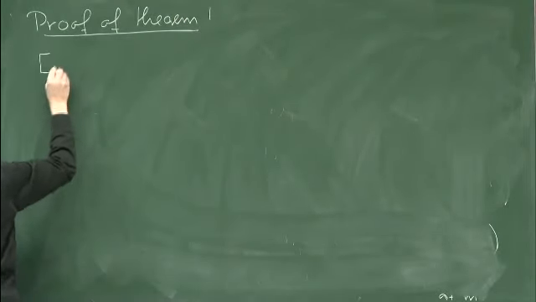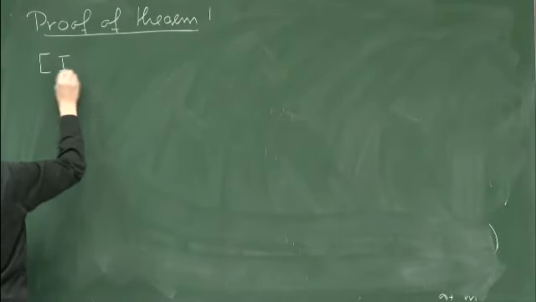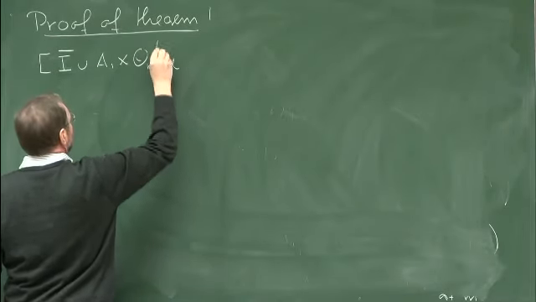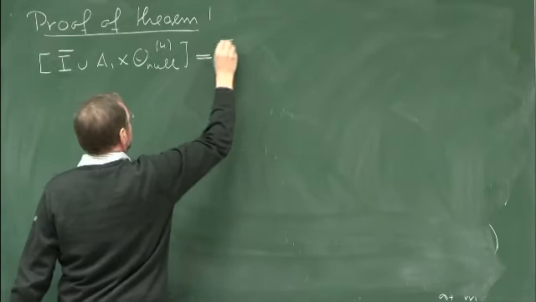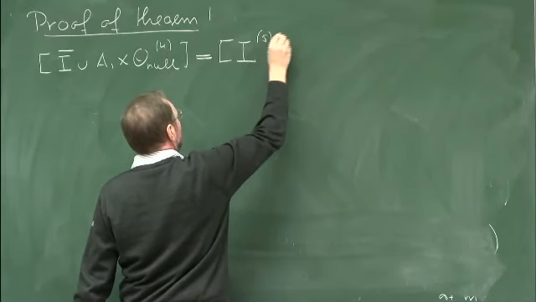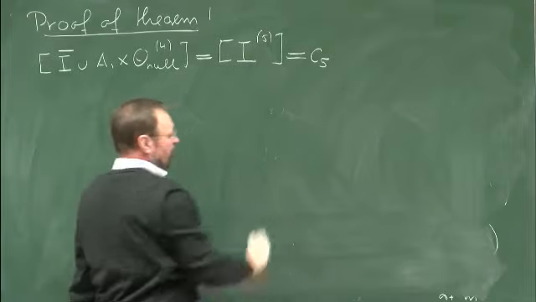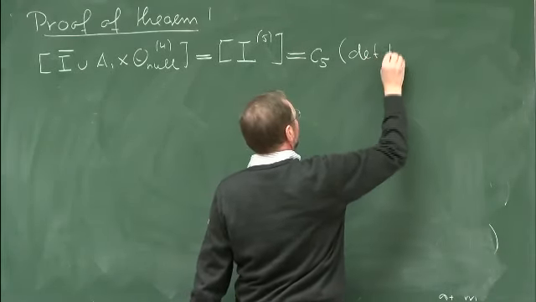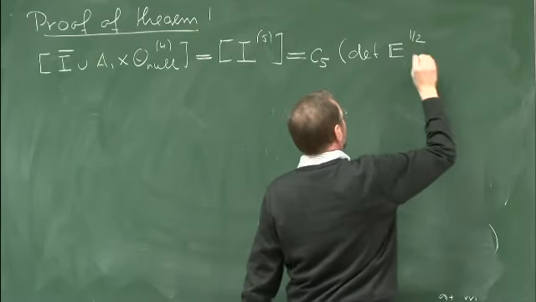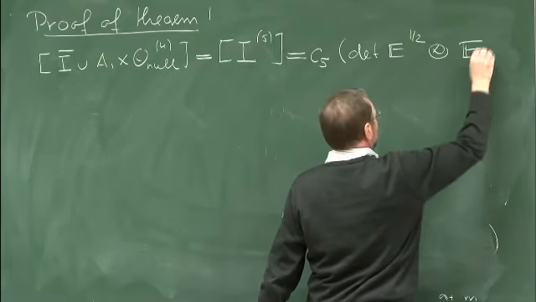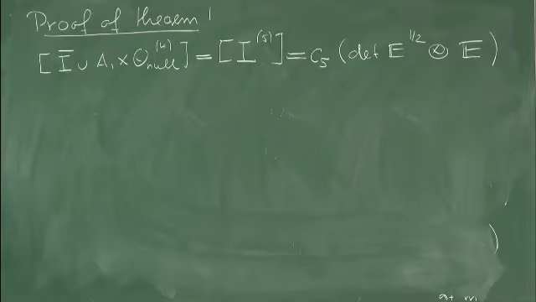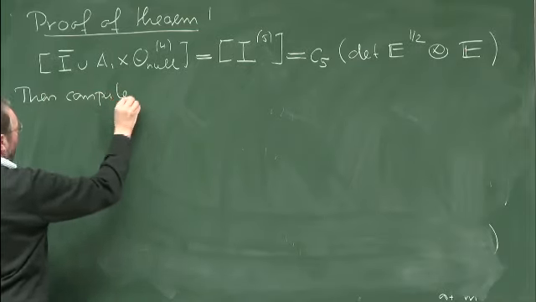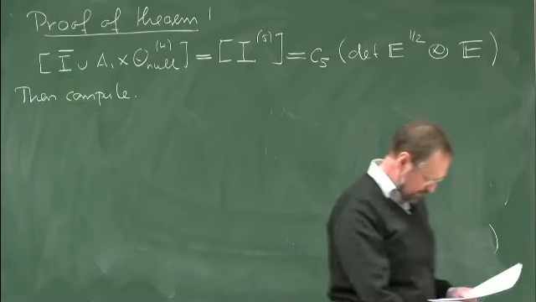So the class of A5, or I should say the class of A bar union A1 cross theta null 4, it's the same as the class of A5, and is nothing else but the fifth Chern class of this vector bundle, determinant of E to the power of 1/2 tensor E, and then compute. That's easy.